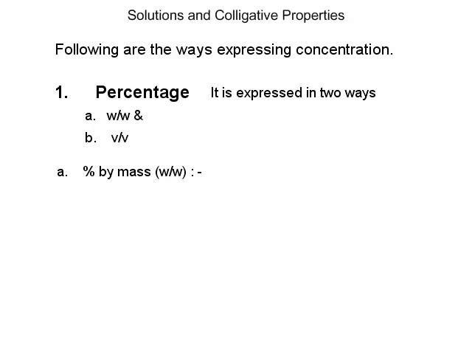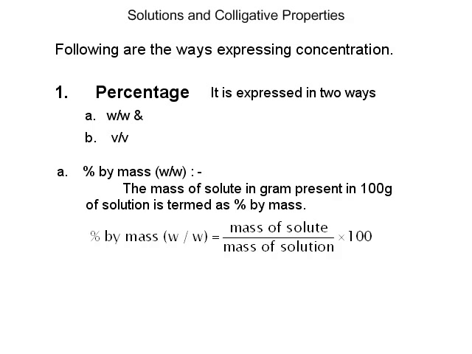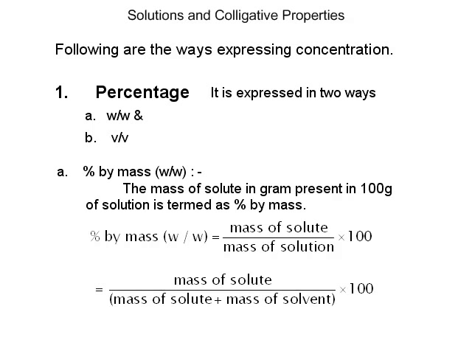Percentage by mass, weight by weight. The mass of solute in grams present in 100 grams of solution is termed as percentage by mass. Percentage by mass (w/w) is equal to mass of solute upon mass of solution into 100, which is equal to mass of solute upon (mass of solute plus mass of solvent) into 100.